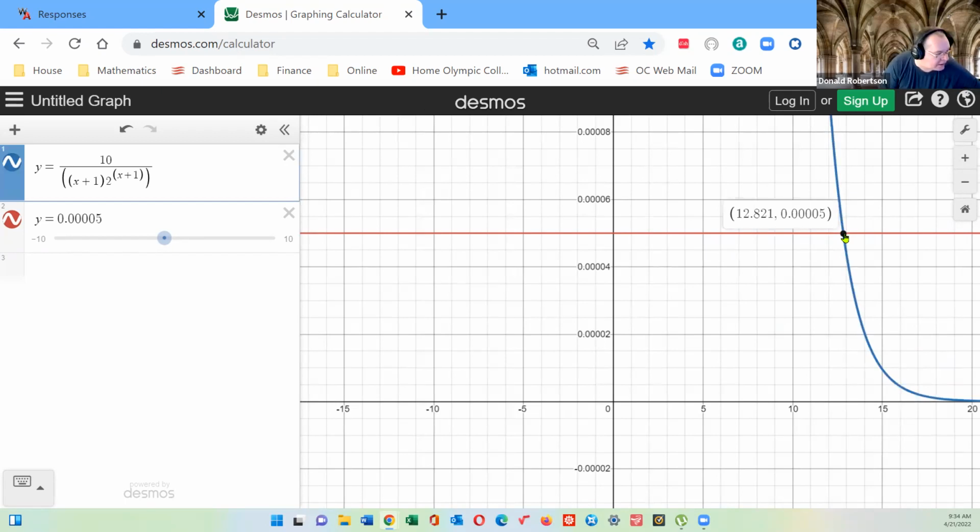And that guy is about, oh, so it looks like 13. Looks like 13 to me. So now we can return back to working and let's deal with that 13.